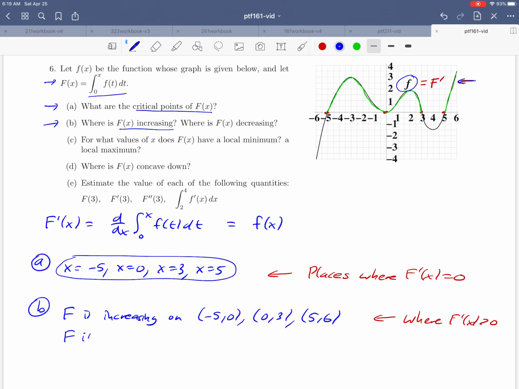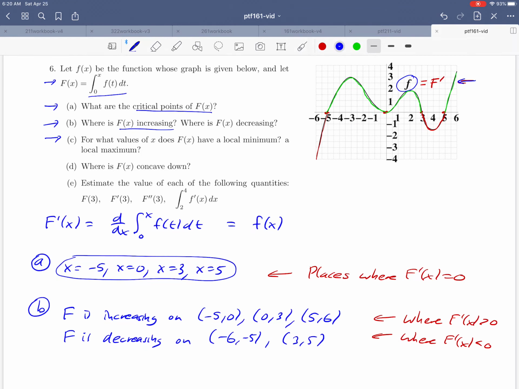Okay, and then similarly, capital F is going to be a decreasing function where the derivative graph is negative. Okay, we can see a few intervals like that. So here's a stretch where our derivative graph is below the x-axis, and then here's another one. Okay, and those intervals appear to be between -6 and -5, and then also between 3 and 5. Okay, there's our answer to part B.